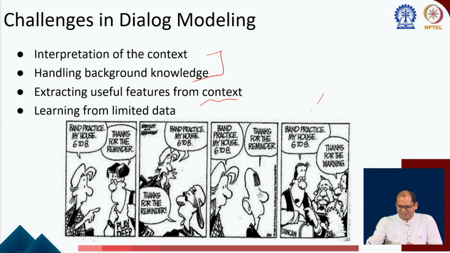And this particular picture tells you another interesting aspect about dialogue modeling. You have this message, Ben practice at my house 6 to 8, and the typical response is thanks for the reminder, right. But you also have a response, thanks for the warning, depending on the context. A particular user may see it as a reminder, some may see it as a warning, and which may be a completely valid response, right. So we will talk towards the end about how you evaluate a dialogue response that the system is generating.